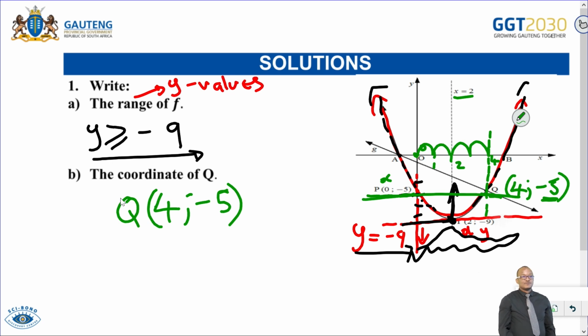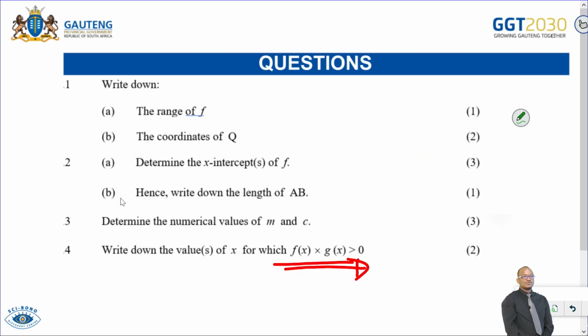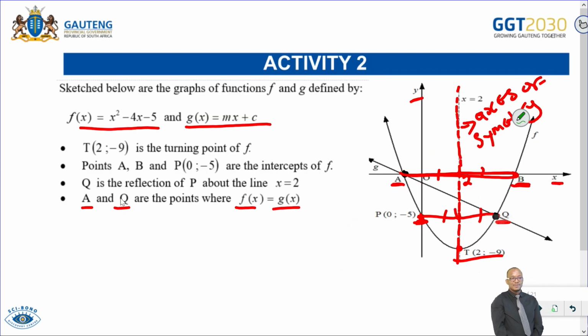Right. So moving forward now to the second one, number 2. Now here they say we must determine the x-intercept of f. So we know that the x-intercept is (a, b). But how do we get the x-intercept? We go to our statement. It is given in full that the graph of f is x squared minus 4x minus 5.